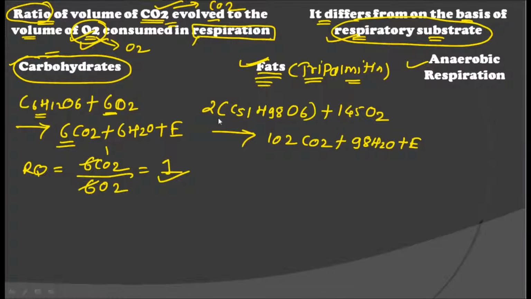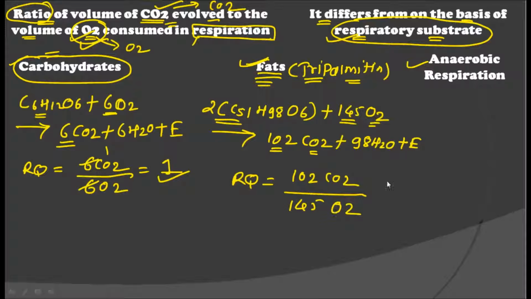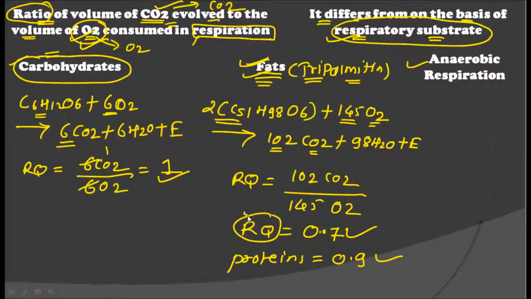Alright, so when we take the fat as a respiratory substrate, we have taken the example of tripalmitin. Here we have used 145 oxygen molecules and we have evolved 102 carbon dioxide molecules. So in this case, the respiratory quotient will be 102 CO2 molecules divided by 145 O2 molecules. So you will have the respiratory quotient equal to 0.7. So the respiratory quotient for the fats is 0.7. Similarly, if we consider the proteins as a respiratory substrate, the respiratory quotient is 0.9.